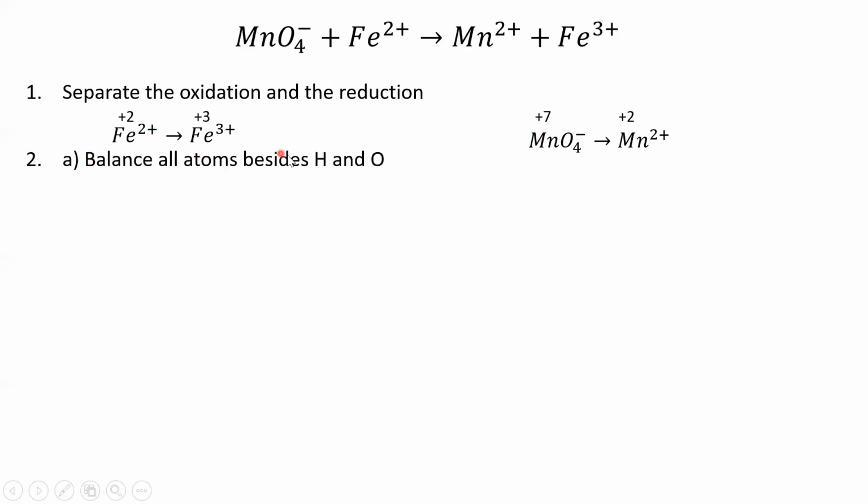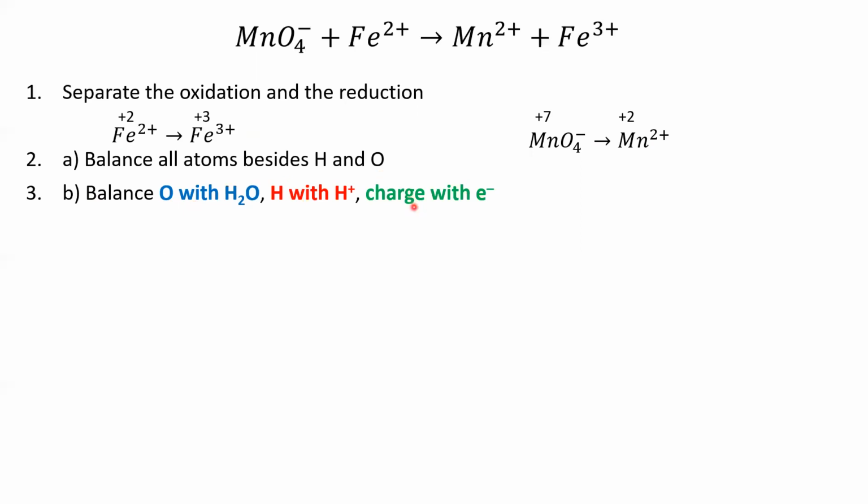Balance all atoms besides hydrogen and oxygen. Well, iron, there's 1 iron here and 1 iron here, that's already balanced. Over here, there's 1 manganese here, there's 1 manganese here, so we don't have to do step A. It's already balanced. B, balance oxygens by adding water, then balance hydrogen by adding hydrogen ions, then balance electrons to get the charge balanced.